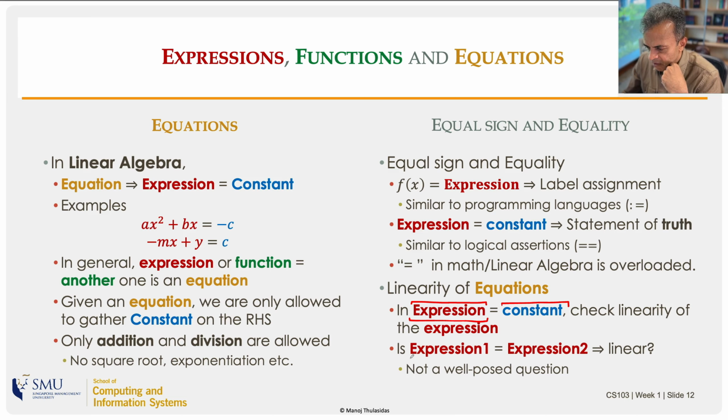And if I give you an equation that says expression 1 equal to expression 2 and ask you if that is linear, first of all, you are free to complain. You can come and tell me this is not a well-posed equation, because equations are supposed to be expression equal to constant. Then the second thing you can do is to basically do equation manipulations so that you get expression equal to constant, but using only additions and division, or subtractions and multiplications. And then you can check for the linearity of the expression to determine the linearity of the equation, of which the expression is the left-hand side.